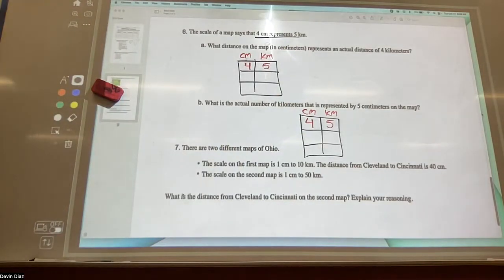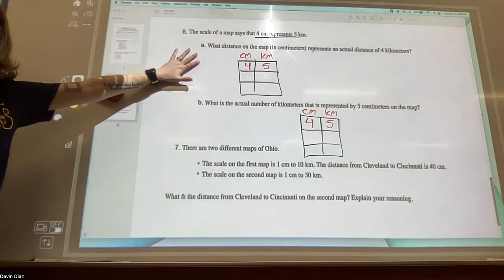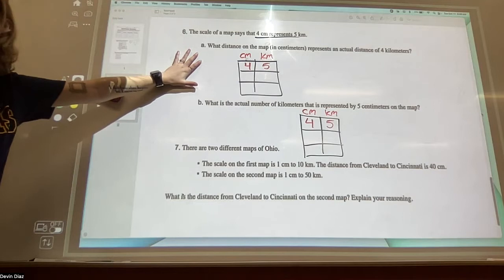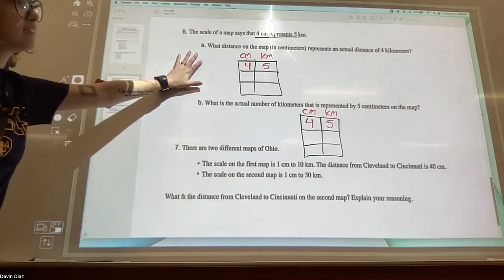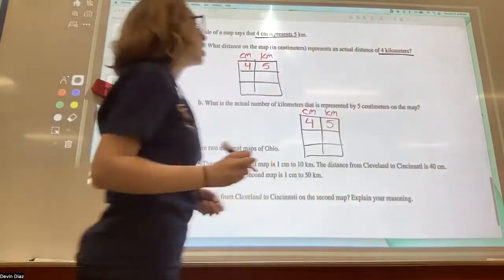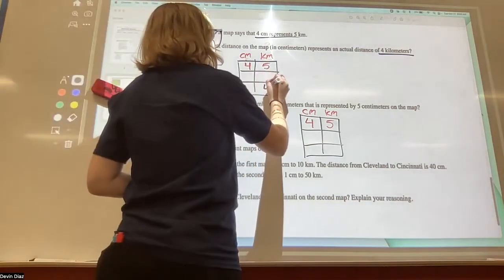Now, tell me, what's the important thing that I need to know in question A? Raise your hand and tell me. Yes. The actual distance is 4 kilometers. Excellent. I want you to point to the side of the room that I'm going to put that 4. Point to the side of the room. You guys are killing it. I'm going to put the 4 there.